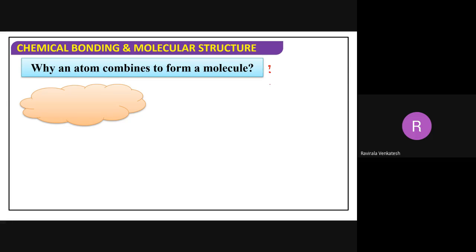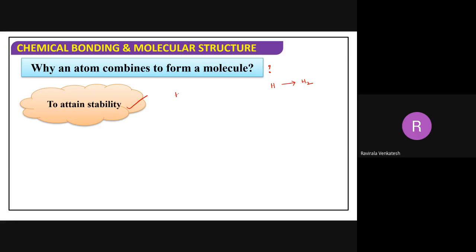What is the reason why an atom combines to form a molecule? You may get a doubt: hydrogen, why is it converting into H2? What is the reason behind this? Very simple, to attain stability. Every atom wants to get stability. Just as we want a job or some money for getting stability, similarly every atom wants to attain stability. How do they attain stability? By losing electrons or by gaining electrons.